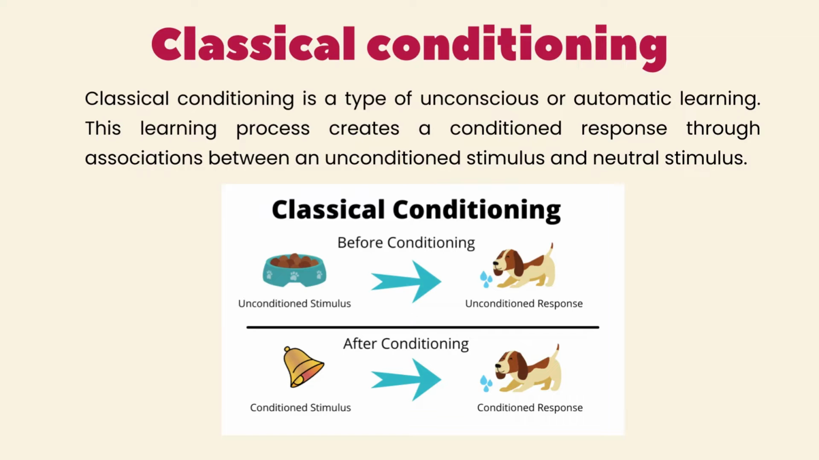Let's start by looking at the definition of classical conditioning. Classical conditioning is a type of unconscious or automatic learning. This learning process creates a conditioned response through association between an unconditioned stimulus and a neutral stimulus.